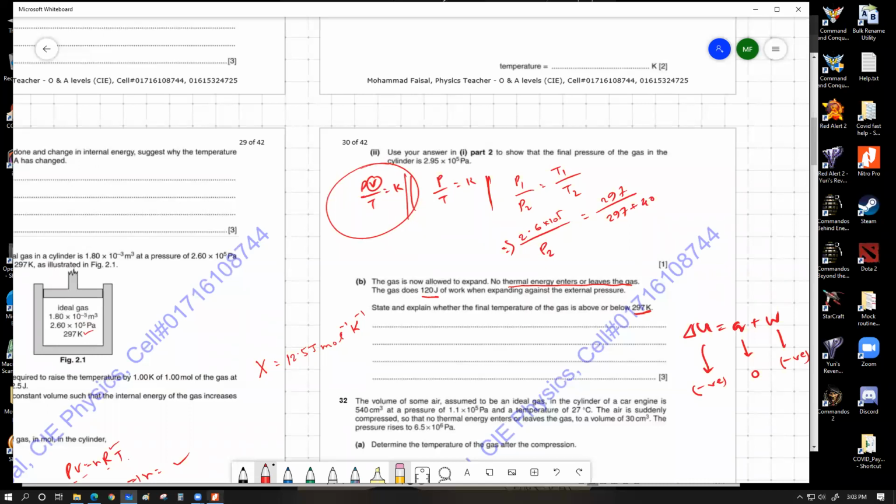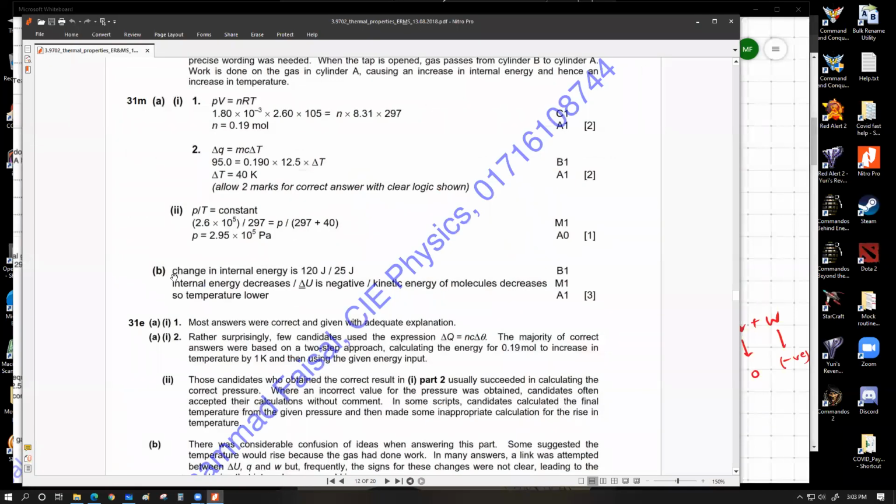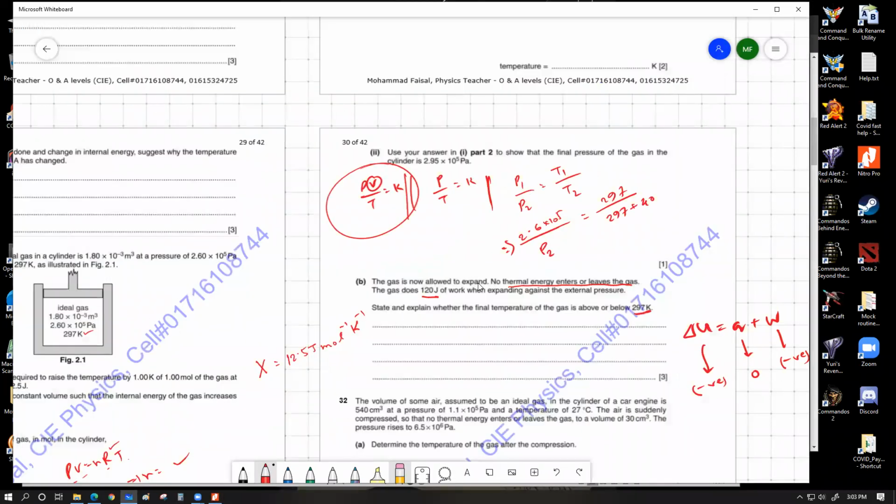But just in case, let's have a look at the mark scheme, what they have. Change in internal energy is this much. Internal energy decreases, delta U is negative, kinetic energy decreases. Change in internal energy is what? Did they ask us to calculate? The gas is now allowed to expand. No thermal energy. The gas does this much. State whether the final temperature of the gas is above or below 297 Kelvin.